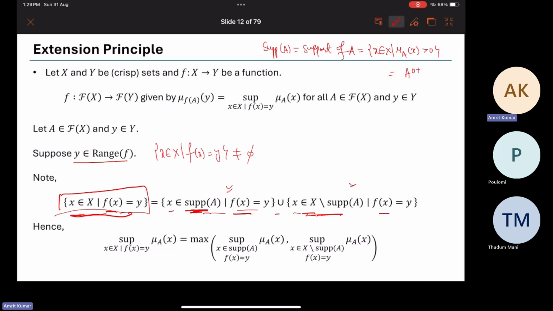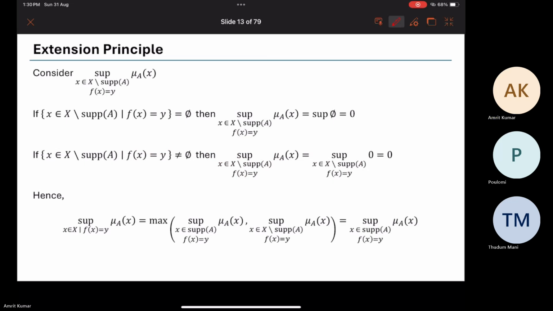Now writing this set of all x such that f of x equals y as the union of these two subsets allows us to do this. So when we take this supremum of mu A of x over all x such that f of x equals y, it can be written as the maximum of these two supremums. You first compute the supremum of mu A of x over this set, then the supremum of mu A of x over the other set, and then you simply take the maximum. That will give you the supremum over the entire set. Okay.